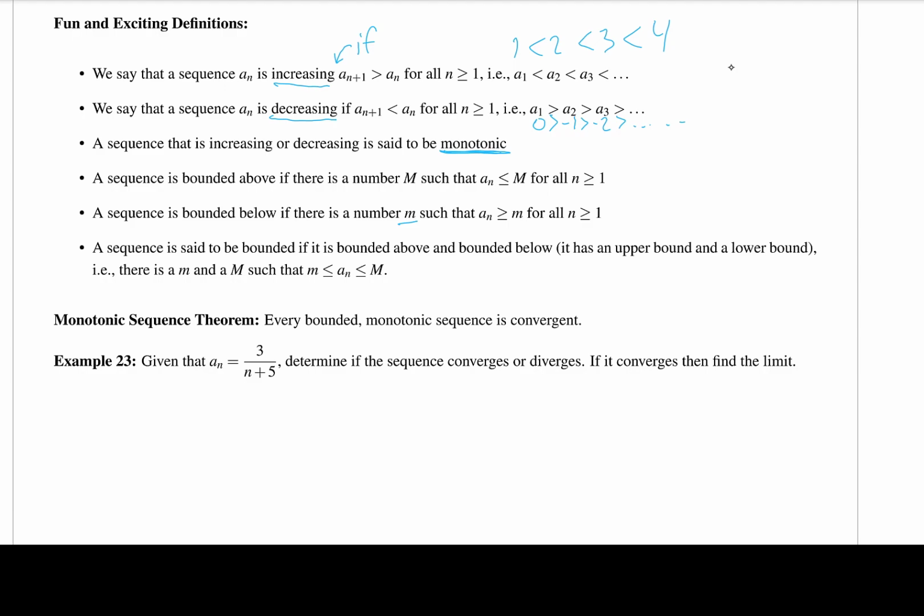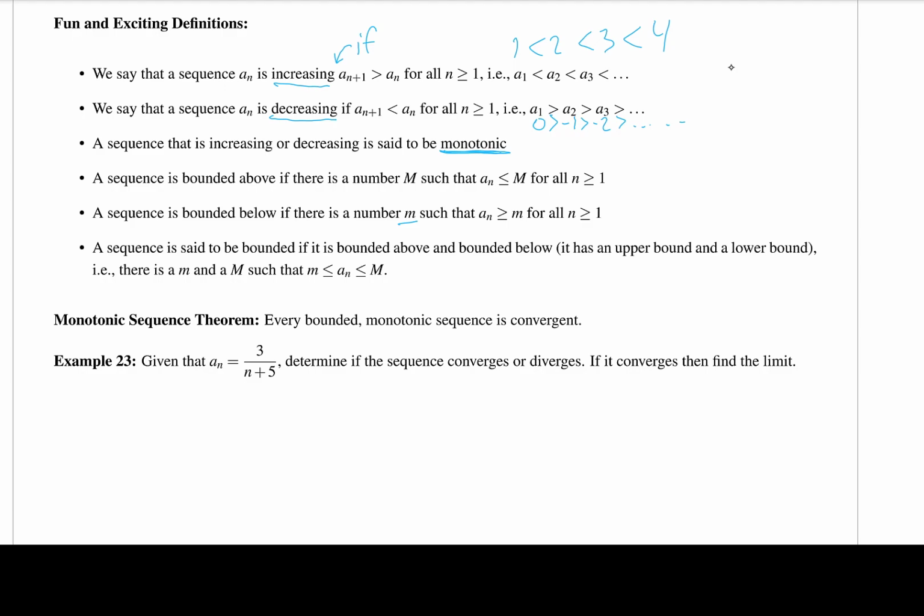Now, a sequence is bounded if it has an upper bound and a lower bound, right? Meaning it's bounded above and below. So we pick two numbers, and all of the terms in our sequence fall in between those two numbers.